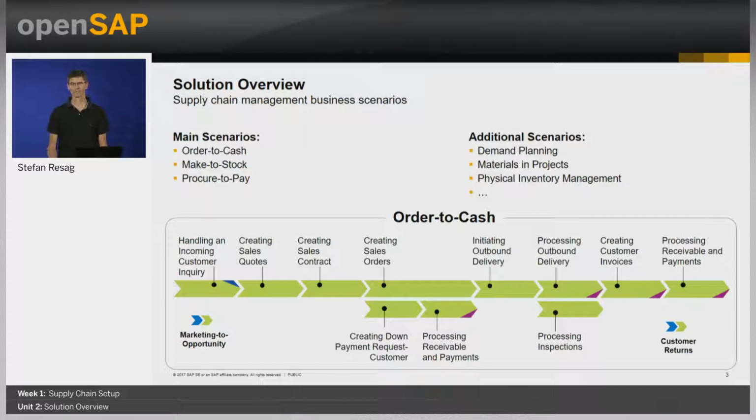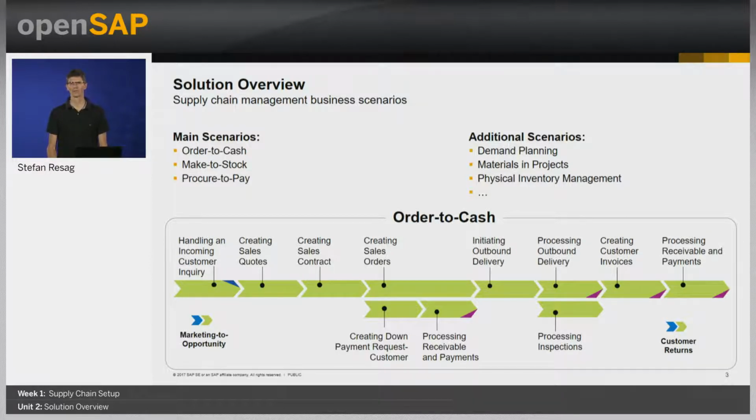The second main scenario is make to stock, which deals with manufacturing products to replenish inventory or to fulfill a specific sales order. Last, we have procure to pay, taking care of buying products from your vendor.